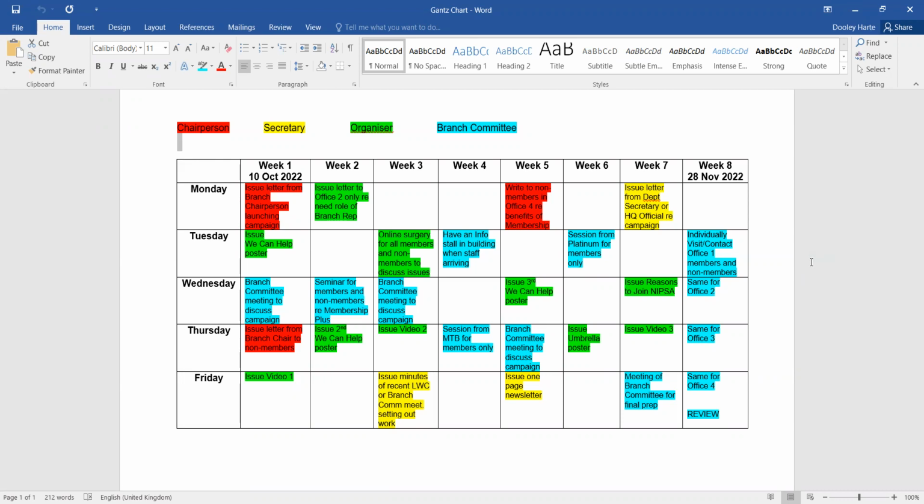We then have included here, week 3, just another quick branch committee meeting to discuss the campaign, and issue video 2 out. The bottom one there is to issue the minutes of a recent LWC or branch committee meeting, setting out the work that's being done. A lot of the time, members might know we're meeting management, but might not know what we're talking to management about. So again, that's looking at your communications. Sometimes managers will issue out minutes of meetings. It's also about us taking some ownership of those minutes and saying they're not management minutes, they're ours as well.